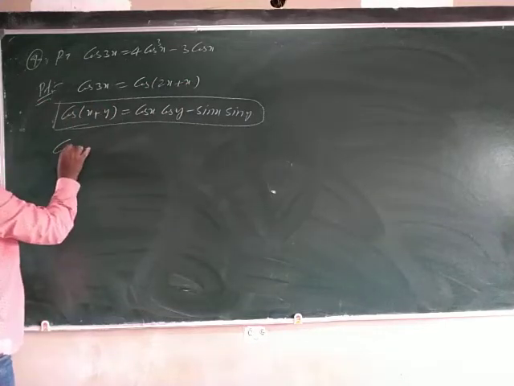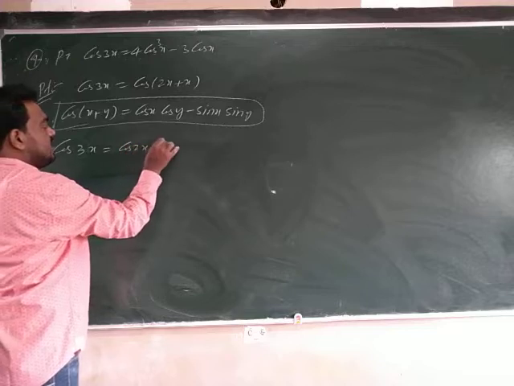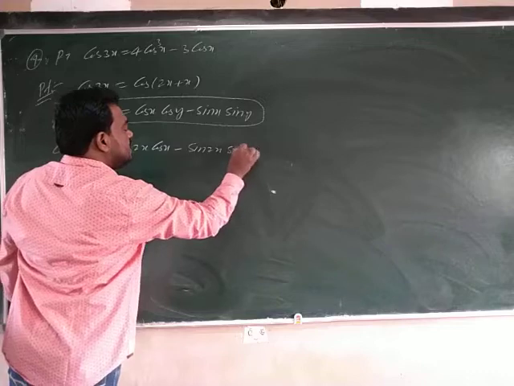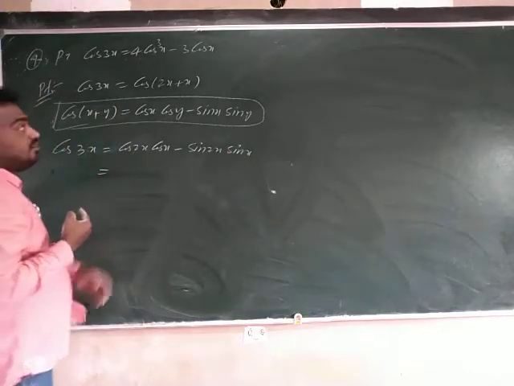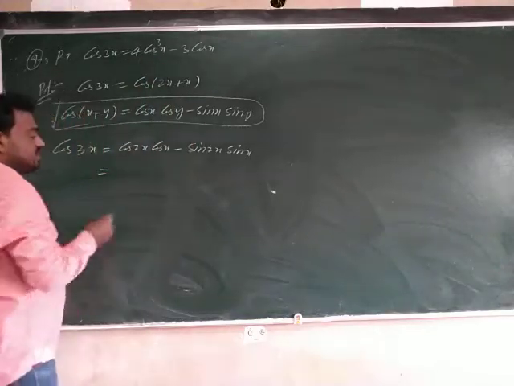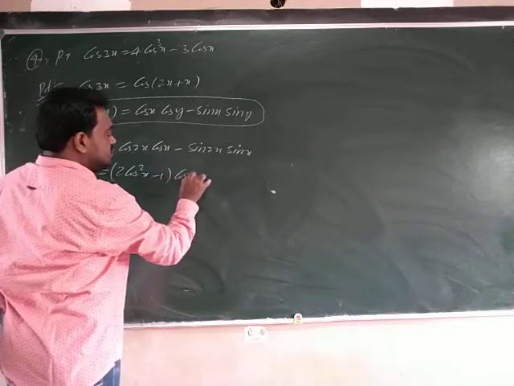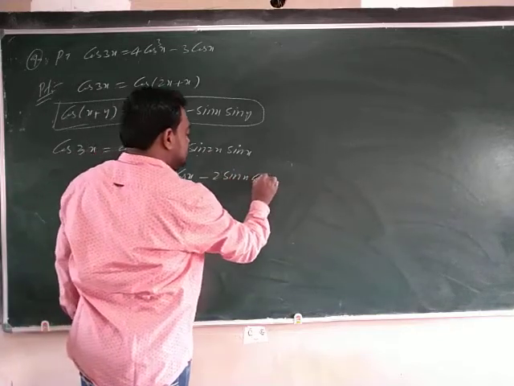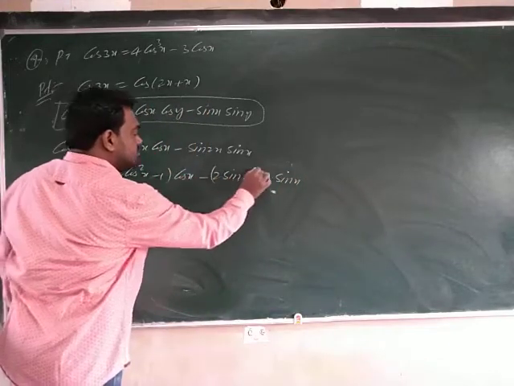So cos 3x is equal to cos 2x into cos x minus sin 2x into sin x. Now, because all the terms should be in cos, I am substituting cos 2x in terms of cos. What is that? 2 cos square x minus 1 into cos x, minus the sin 2x formula 2 sin x cos x into sin x. This formula I substituted here.